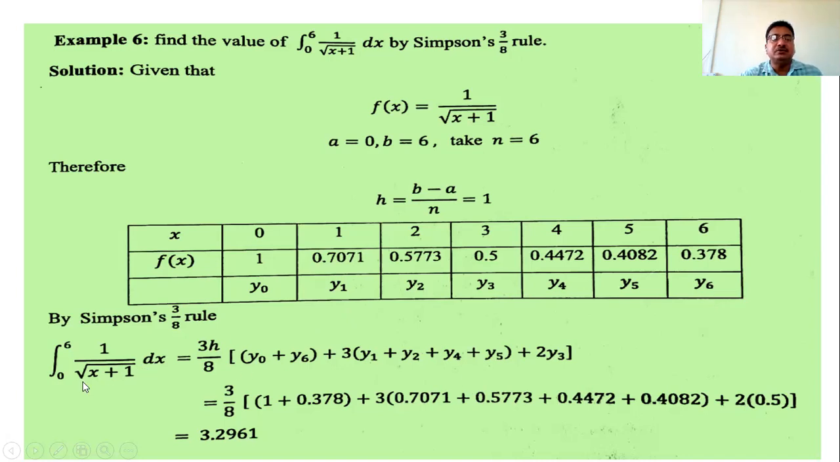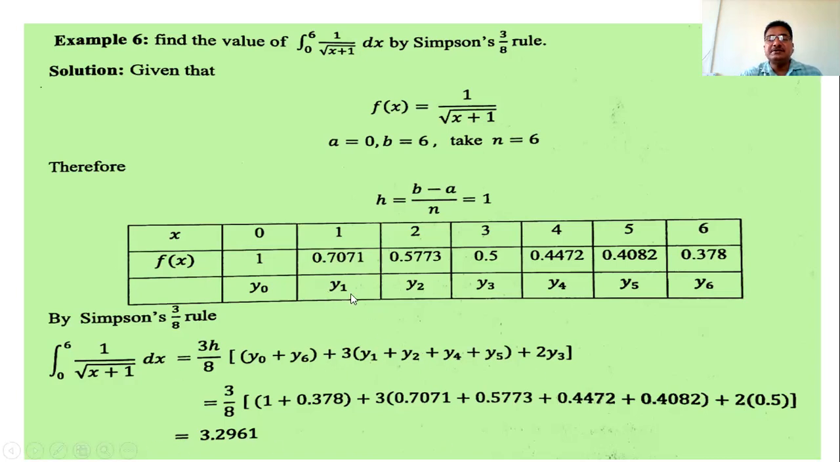So what is Simpson's 3/8 rule? Integration from a to b of f(x) dx, that is integration from 0 to 6 of 1 by root (x plus 1) dx, is equal to 3h by 8. This is the coefficient of the bracket in Simpson's 3/8 rule. In the bracket, first value plus last value, y0 plus y6, plus 3 times, in bracket write the values of y whose suffixes are not 3 or multiples of 3, and except first and last.